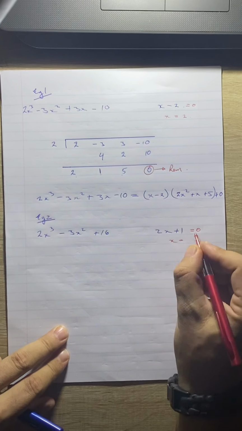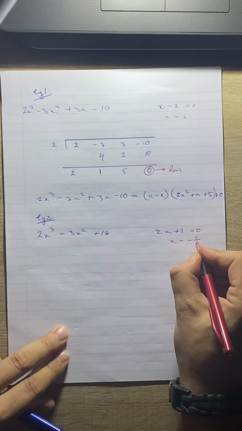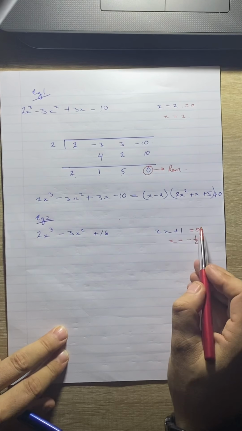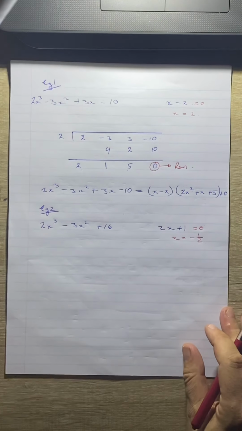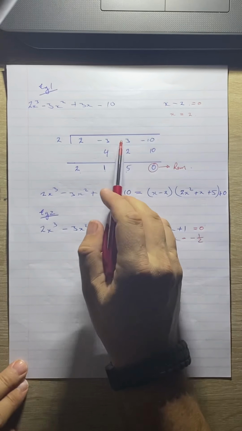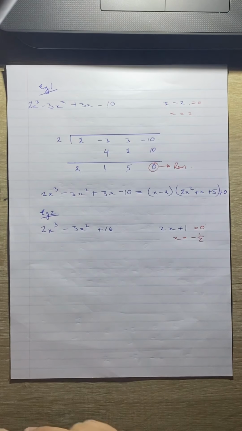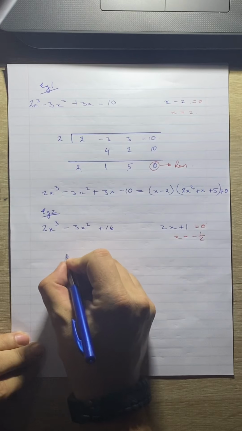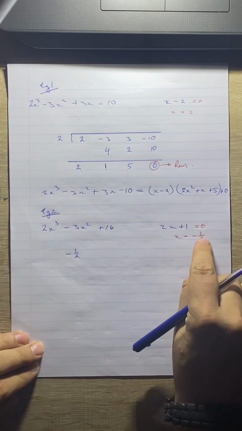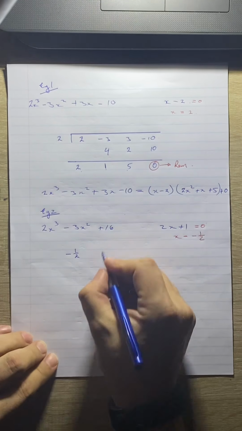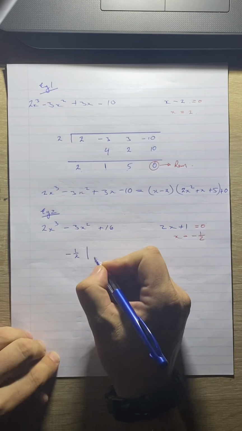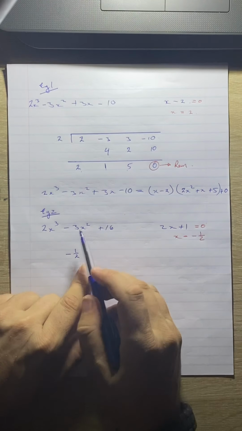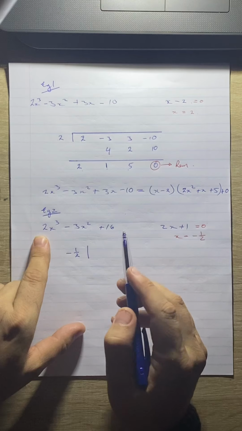If we solve for this, we would get x is equal to minus a half. Just remember how we do that: take the 1 to the other side, divide by 2. So I'm going to do something very similar to what I did here. We're going to have the minus a half outside, which was this thing here, and then draw a division line. And inside that division line, I'm going to write all powers of x.